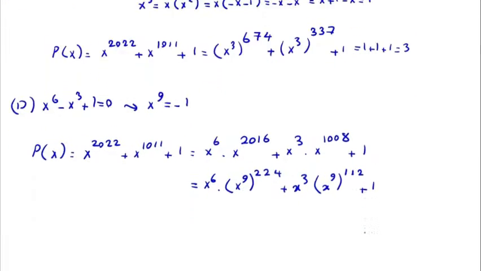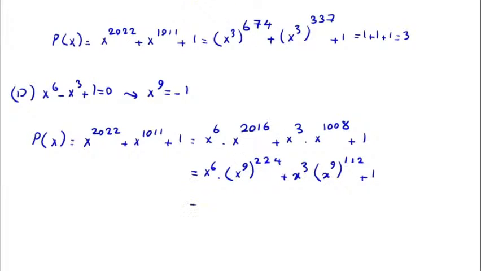So, x to the 9 is negative 1. Both of them will be 1. So, it will be x^6 + x^3 + 1. We know x^6 - x^3 + 1 is 0. So, if it is a multiple, it should be 0. And x^6 - x^3 + 1 also should be 0.